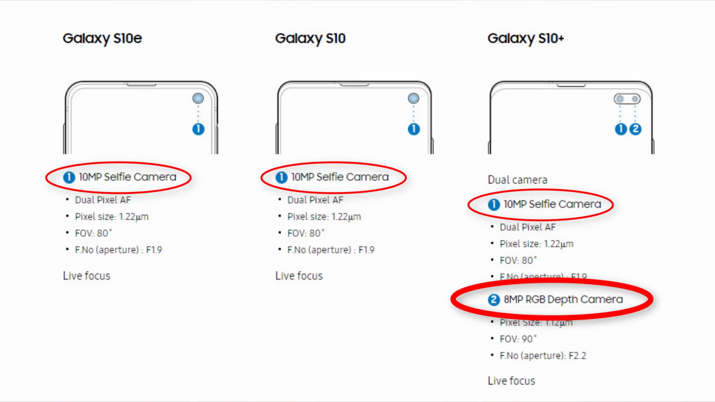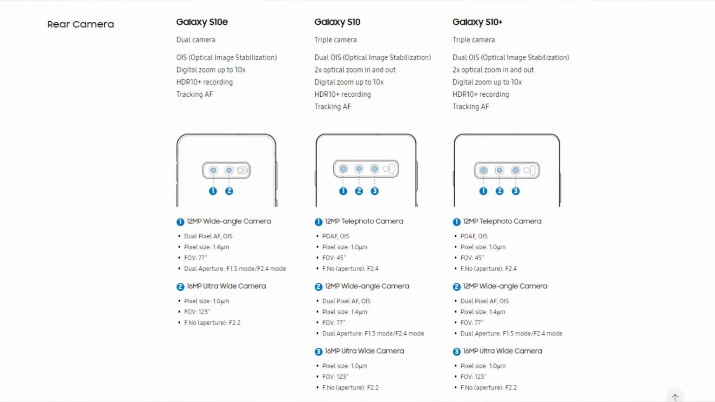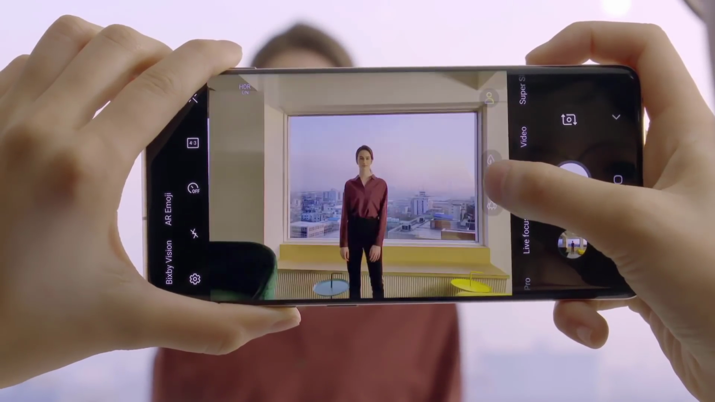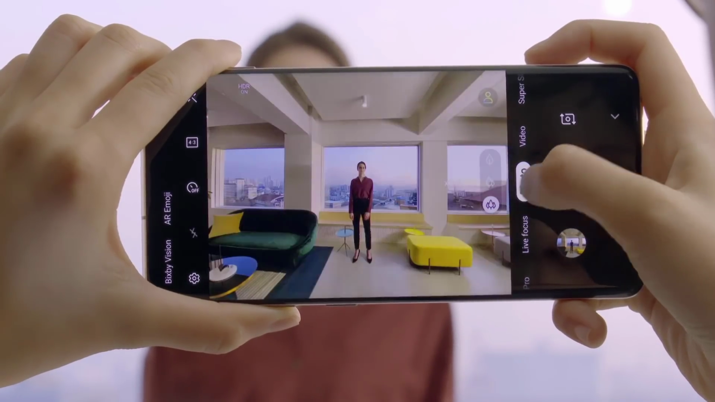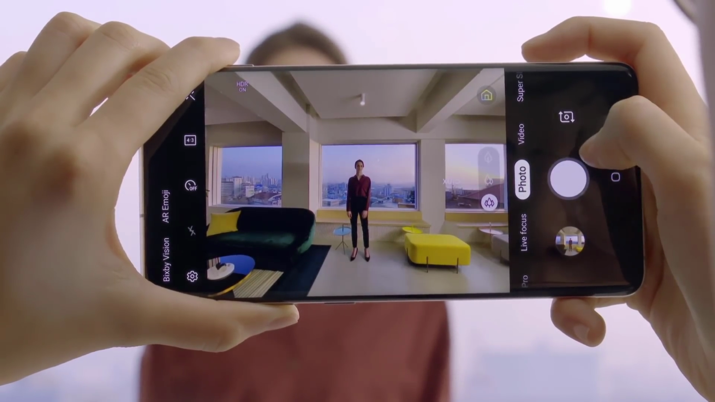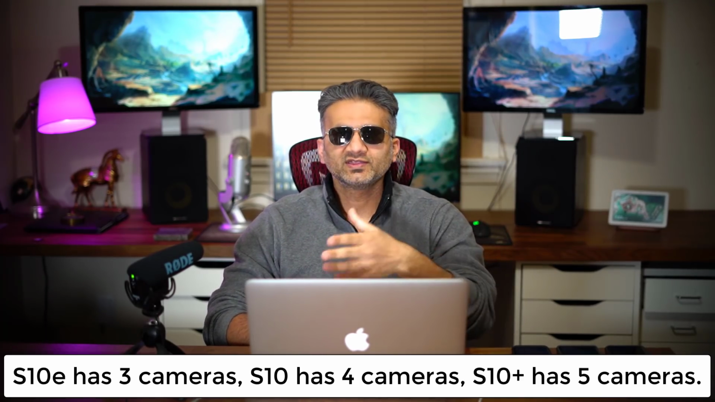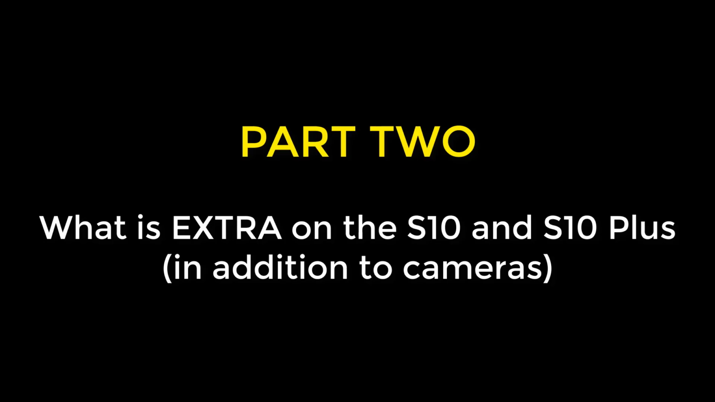Now let's move on to the rear cameras. The Samsung Galaxy S10e has two rear cameras. It's got a standard wide and a super wide angle lens. These two cameras are also present on the S10 and the S10 Plus, the exact same cameras, but the S10 and the S10 Plus have one extra camera, which is the telephoto / portrait camera. So that's the cameras. S10e has three cameras, S10 has four cameras in total, and the S10 Plus has 5 cameras in total.